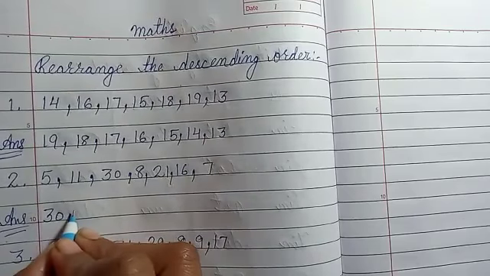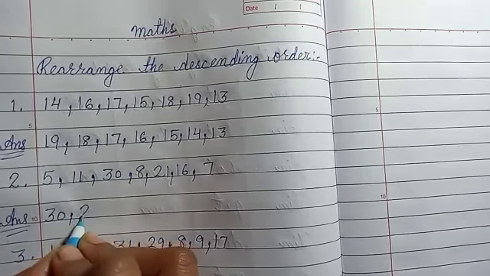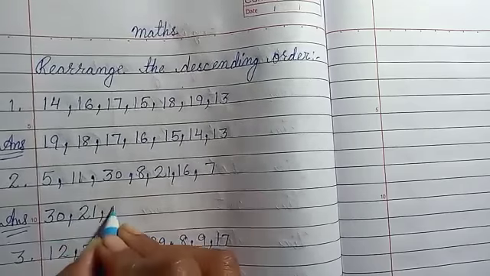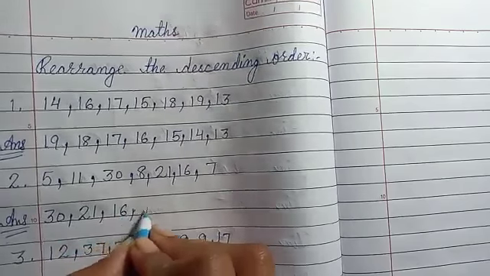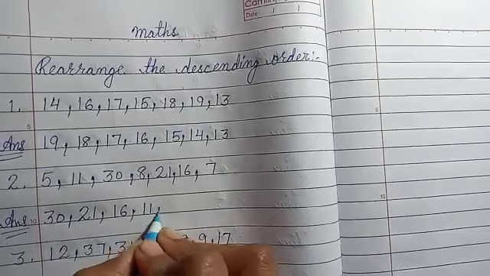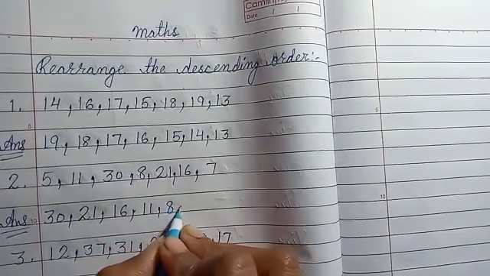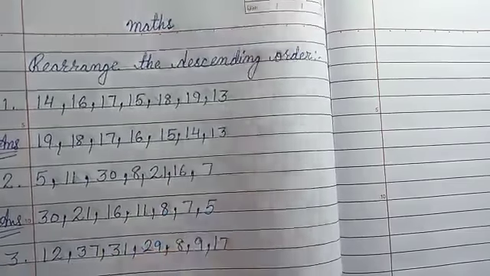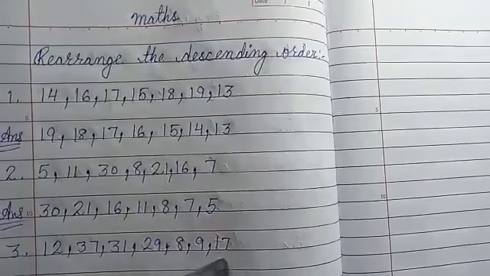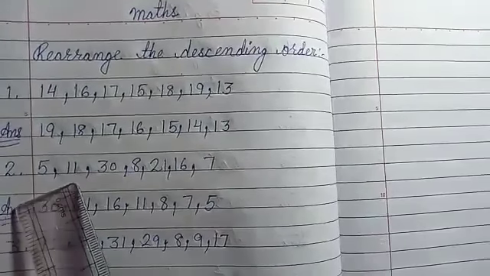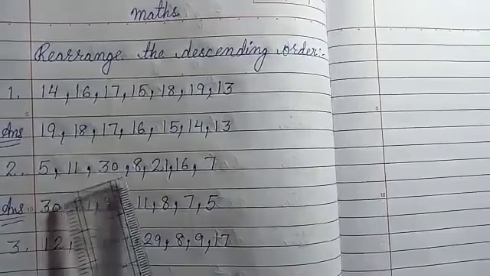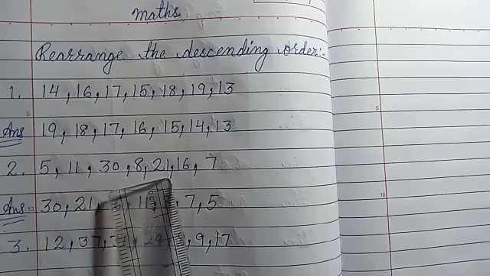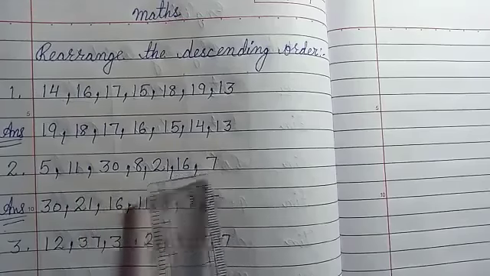So now you arrange the number in descending order. 30, 21, 16, 11, 8, 7, and 5. Here is 5, 11, 30, 8, 21, 16, and 7.